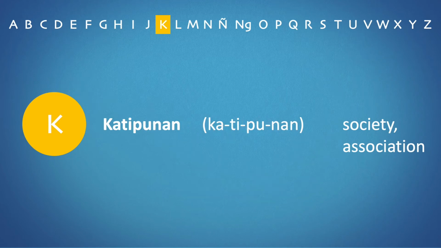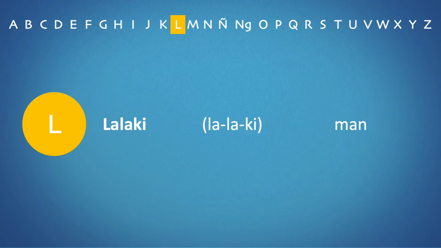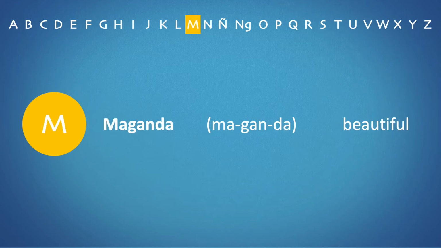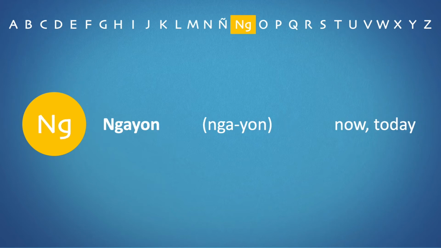K. The K in Tagalog is not aspirated. For example, katipunan, which means society or association. L. Lalaki, man. M. Maganda, meaning beautiful. The letter NG.